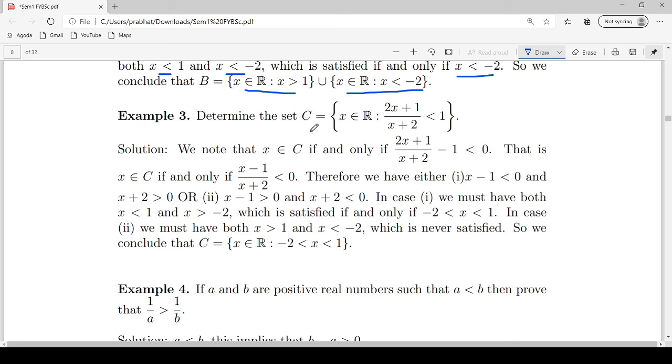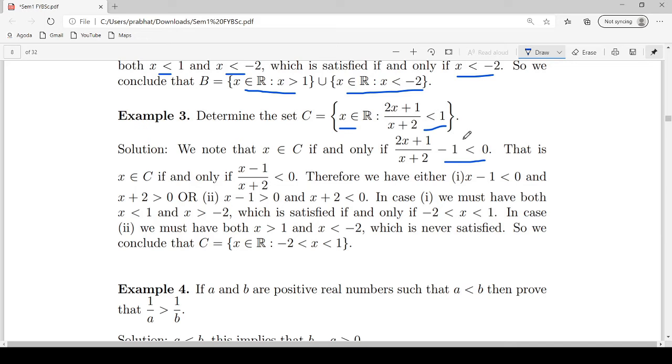Here we are asked to find set C of real numbers x such that 2x plus 1 upon x plus 2 is less than 1. Now x will belong to C if and only if 2x plus 1 upon x plus 2 is less than 1. It will be less than 1 if and only if 2x plus 1 upon x plus 2 minus 1 is less than 0. Now you can make the denominator same and perform the subtraction. So it will be equal to 2x plus 1 minus of x plus 2 divided by x plus 2.